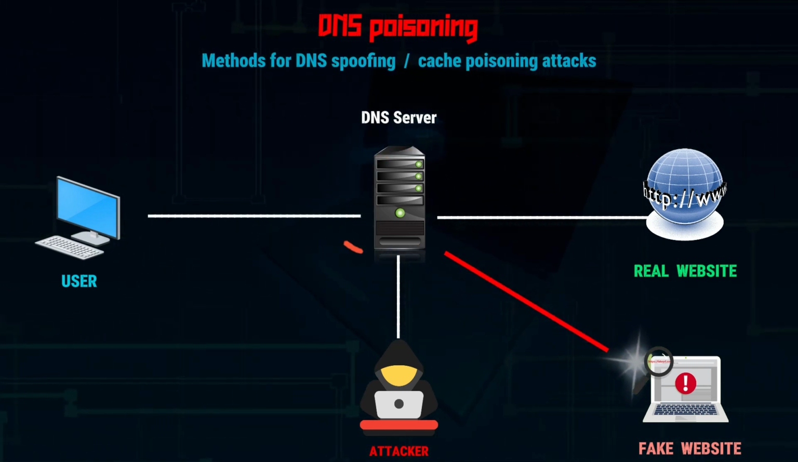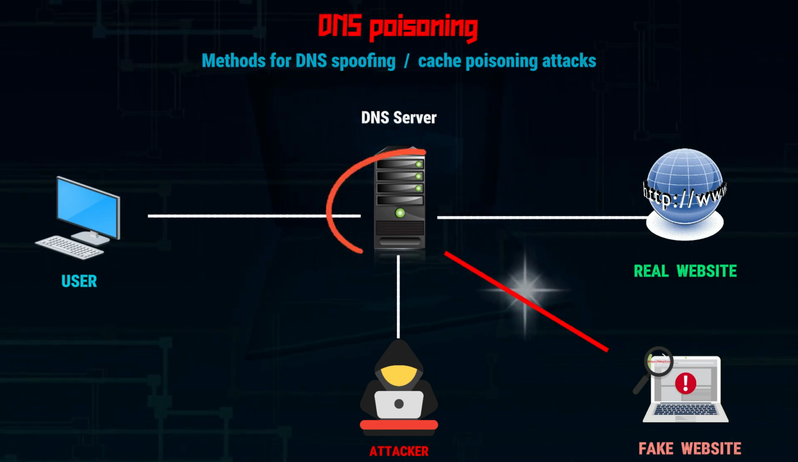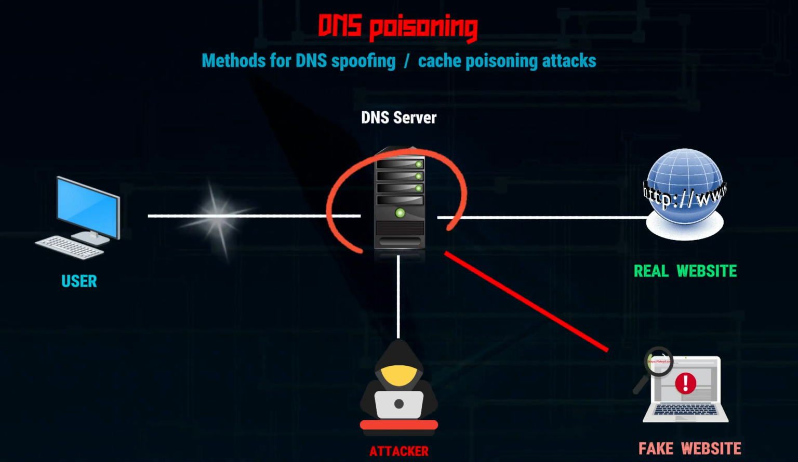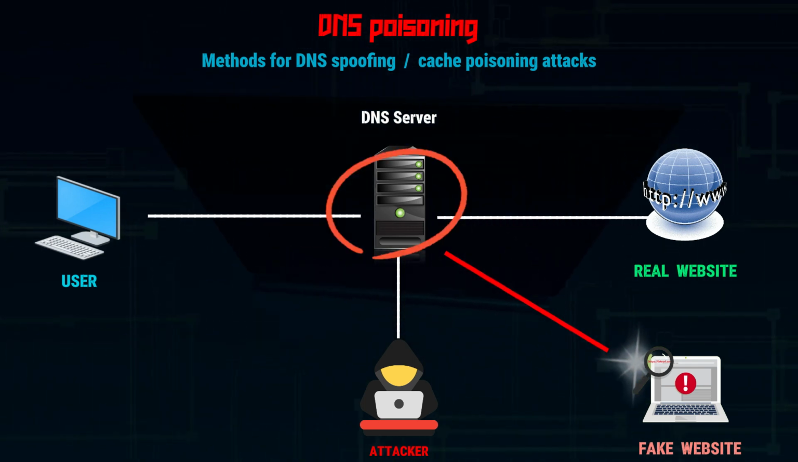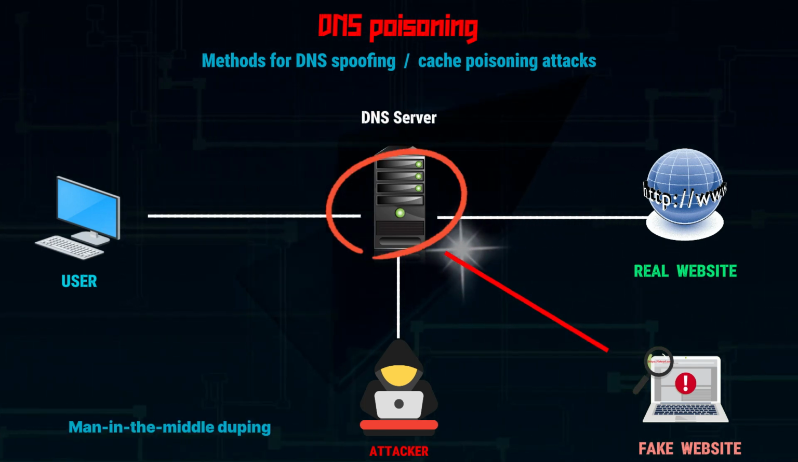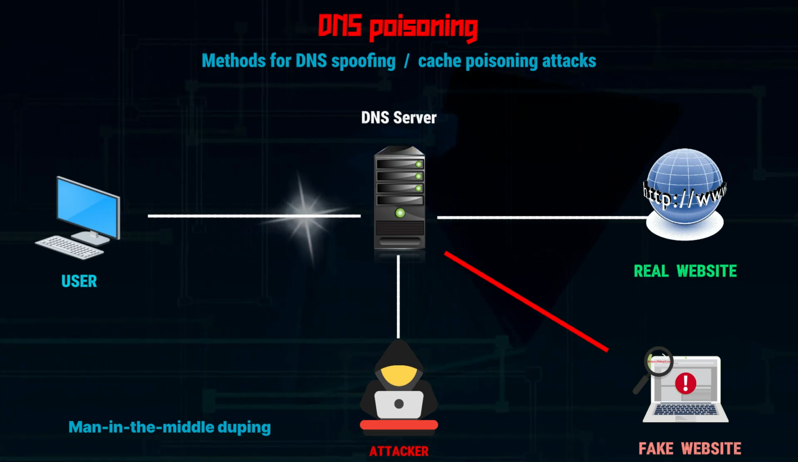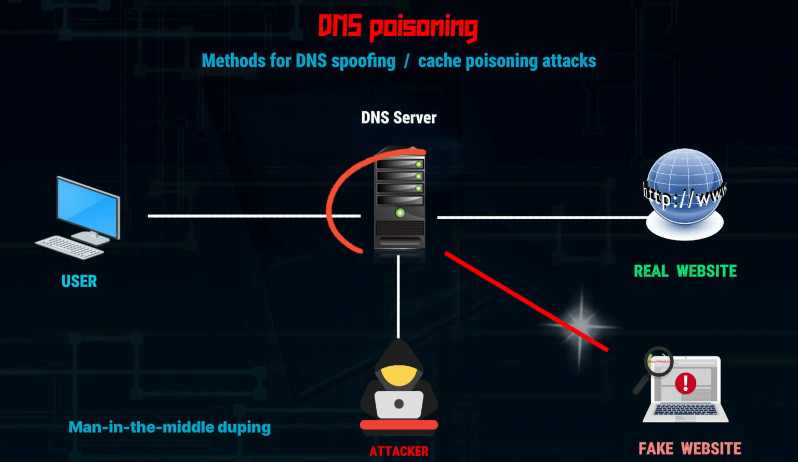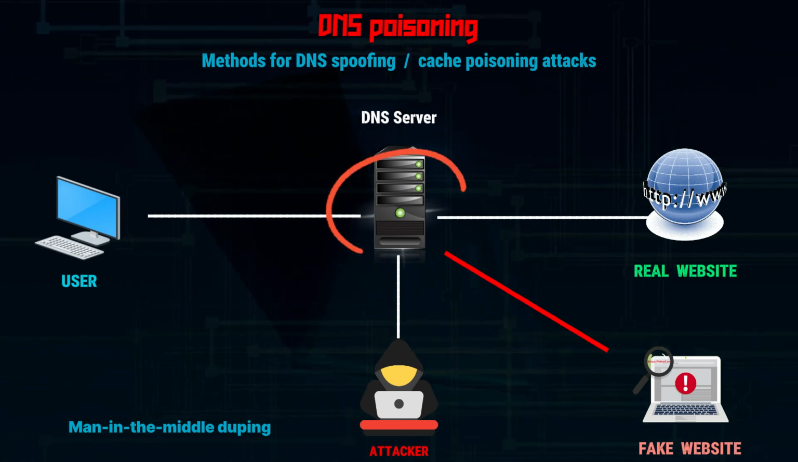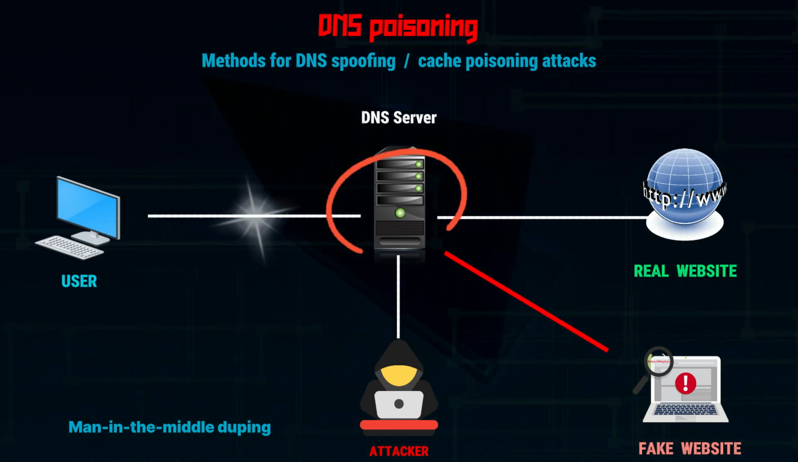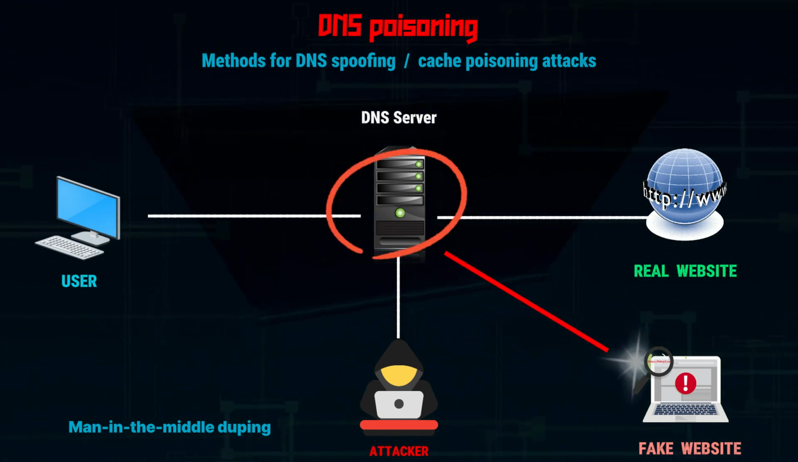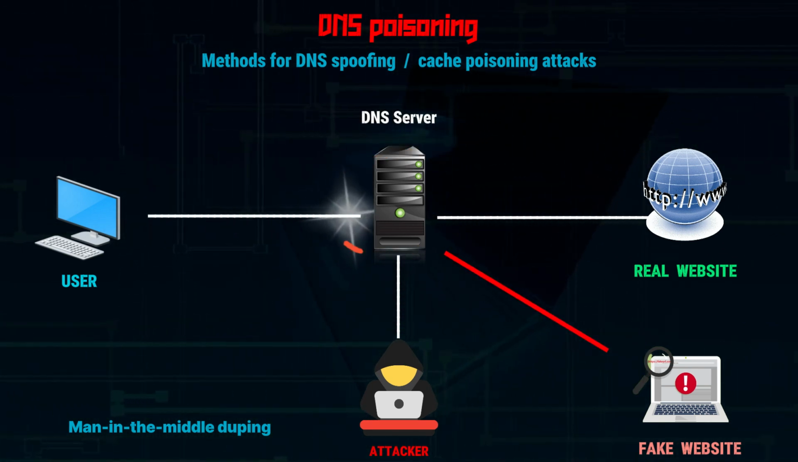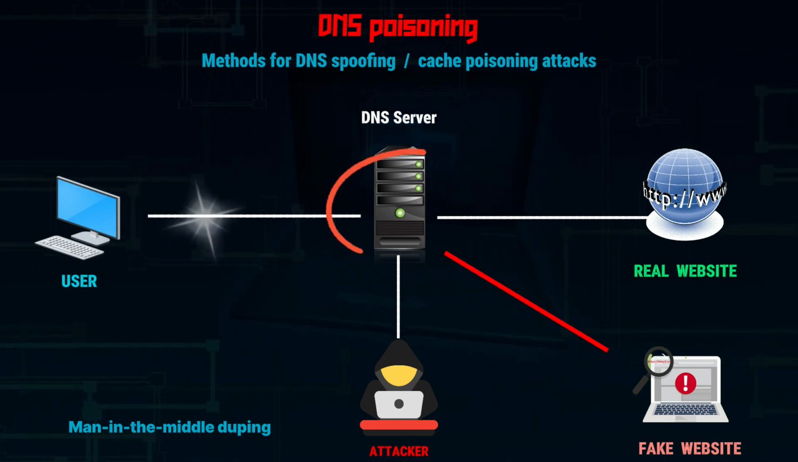Methods for DNS spoofing or cache poisoning attacks. Among the various methods for DNS spoof attacks, these are some of the more common. Man-in-the-middle duping, where an attacker steps between your web browser and the DNS server. A tool is used for simultaneous cache poisoning on your local device and server poisoning on the DNS server. The result is a redirect to a malicious site hosted on the attacker's own local server.